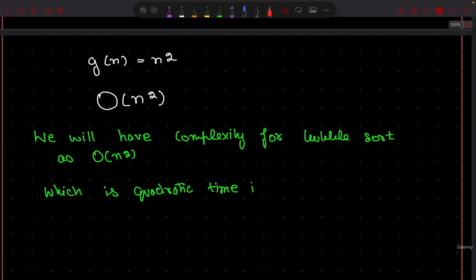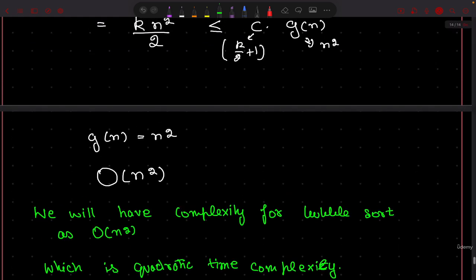Okay, time complexity. Quadratic time complexity. So we say that bubble sort is quadratic with respect to the input size. Okay, cool. I hope the whole understanding of how we find this is clear.